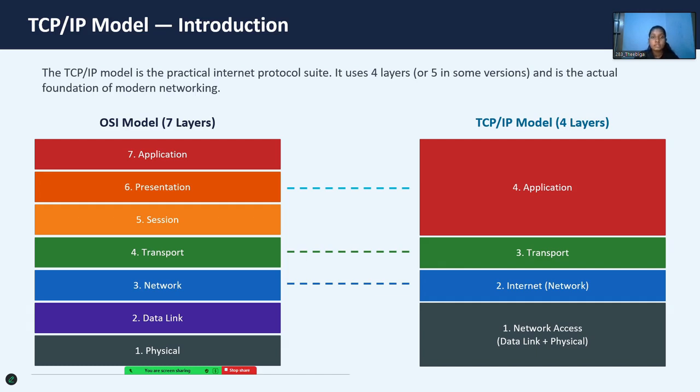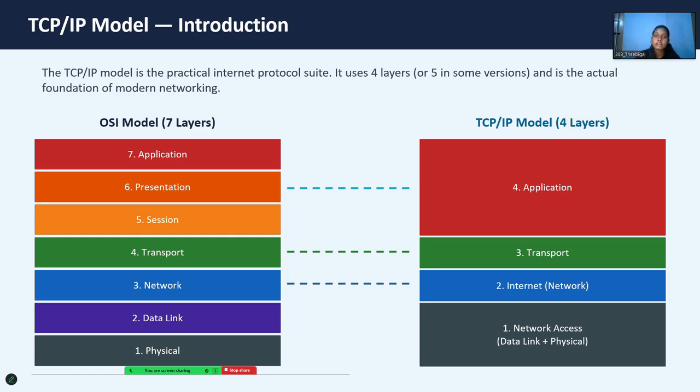Next, TCP/IP model. Now we move from the theoretical OSI model to the practical TCP/IP model, the framework that actually powers the internet as we know it today. Where OSI has 7 layers, TCP/IP consolidates them into 4.